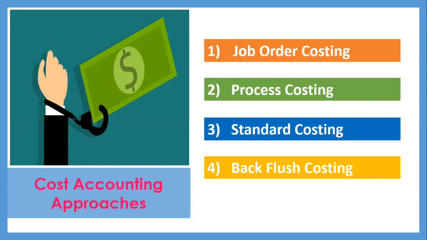There are four types under cost accounting approaches. First, we have job order costing. Second, we have process costing. Third, we have standard costing. And finally, we have backflush costing.